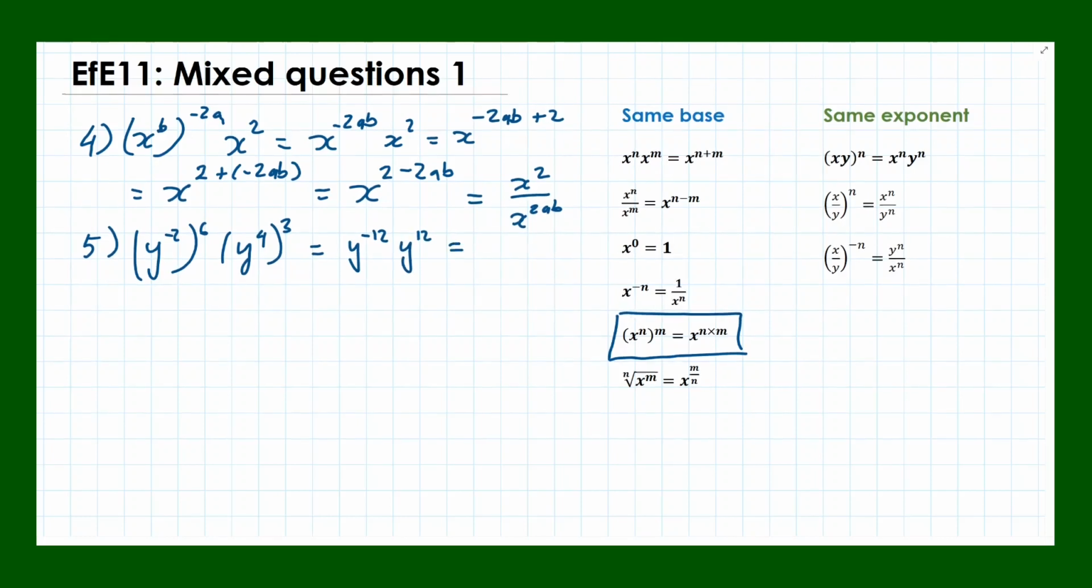Okay, so what's going on here now? I have got the same bases, multiplied together. So I'm going to have to add the powers together. So it's going to be y to the minus 12 plus 12. Well, negative 12 add positive 12, that's just going to give me 0. And now what I've noticed is that I can use this rule, which tells me that any number to the 0 power is always equal to 1.